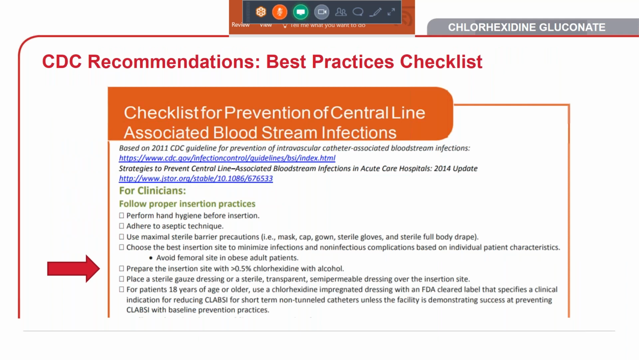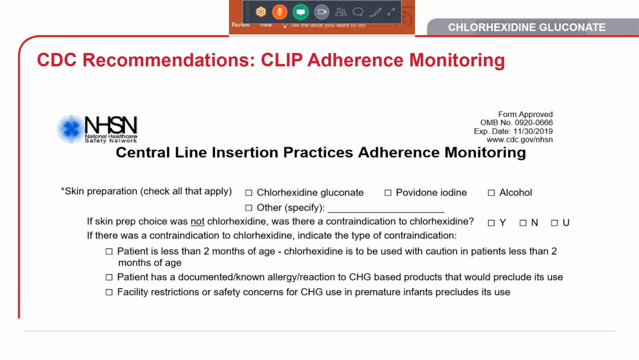I also wanted to highlight that the best practices checklist that is utilized widely for the insertion of these types of catheters does specifically include prepare the insertion site with greater than 0.5% chlorhexidine with alcohol.